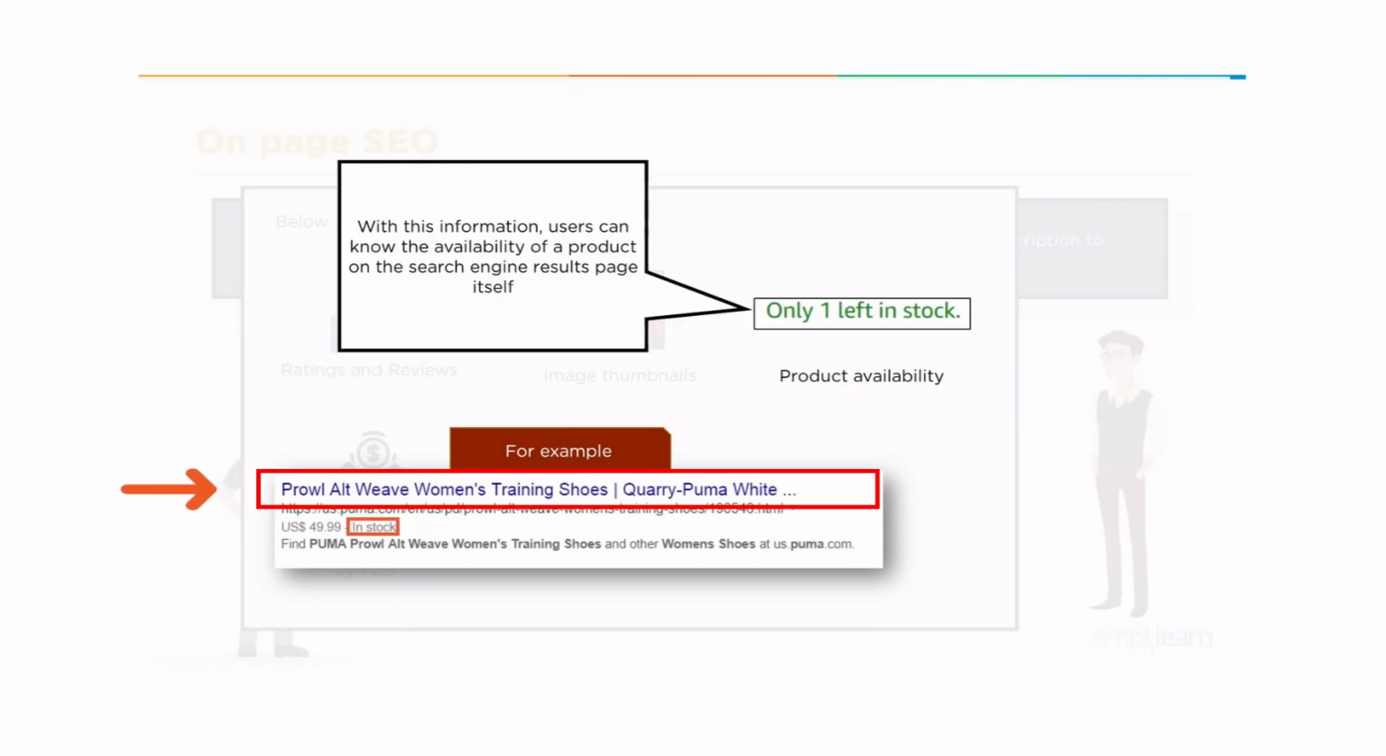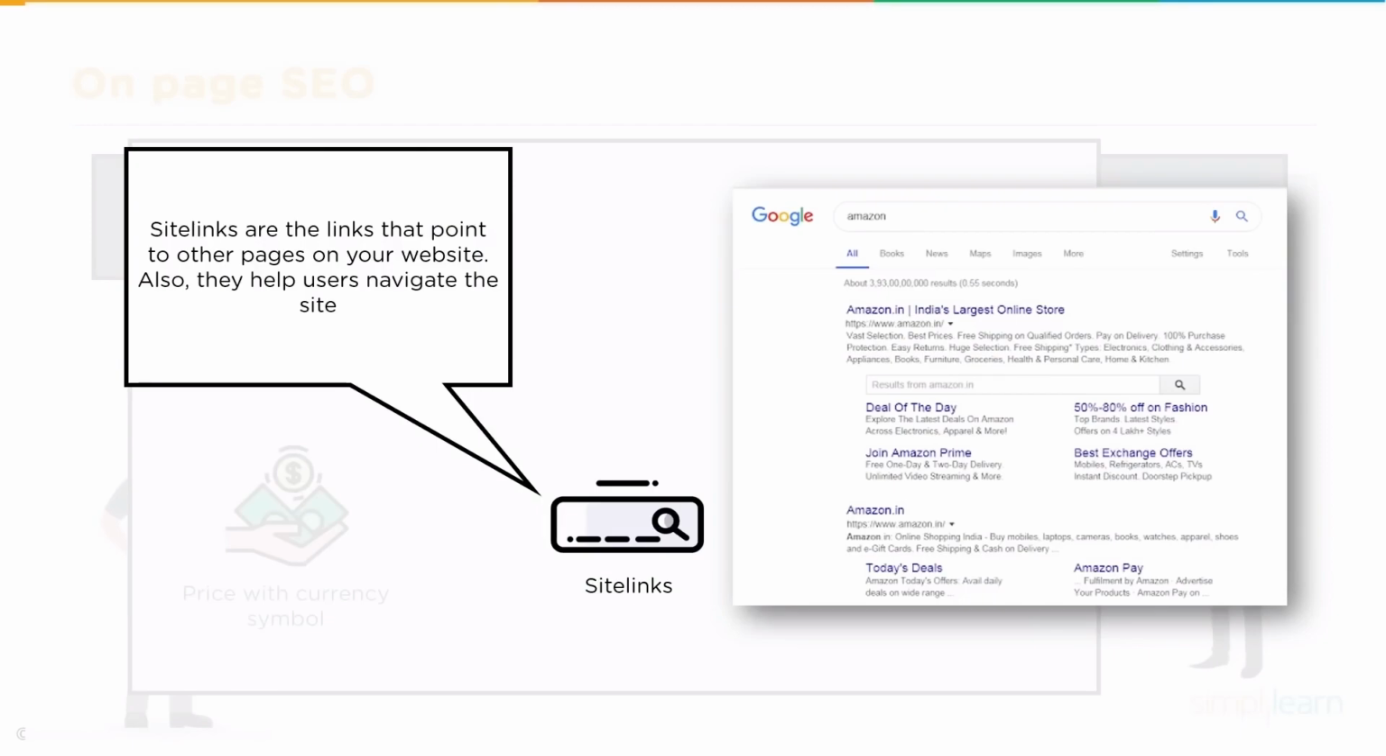Employing schema not only improves the search engine's understanding of your website, but also enhances its relevance, increasing the likelihood of ranking for a specific keyword. Moreover, schema provides site links, additional pages on your website that appear in the search engine result, which further improves the chances of getting clicked.